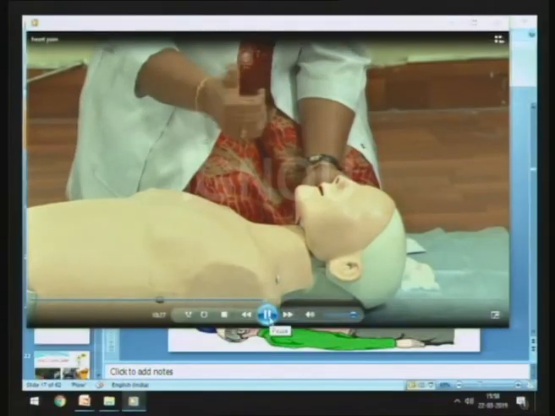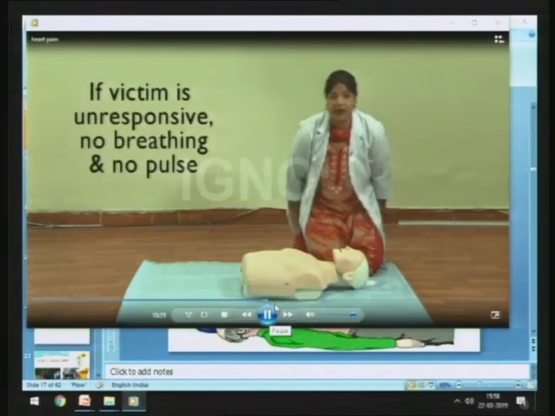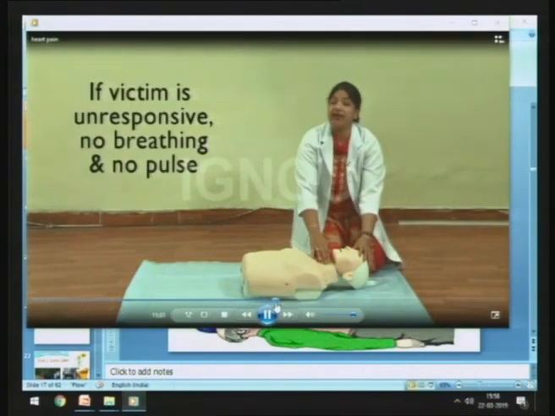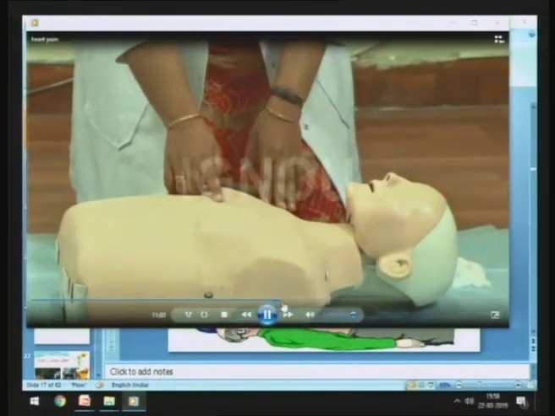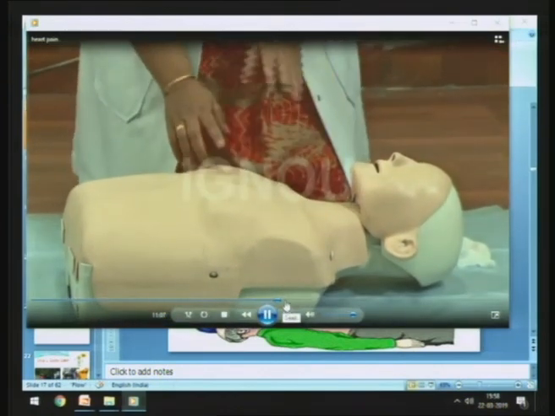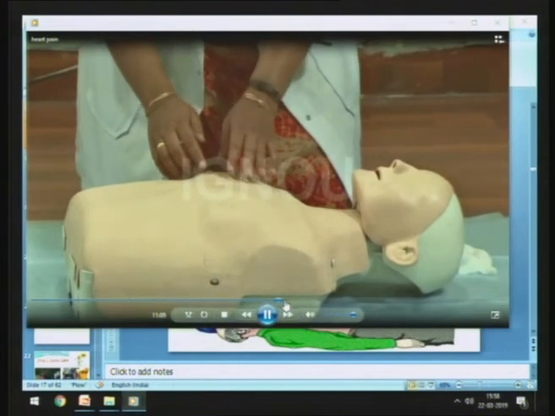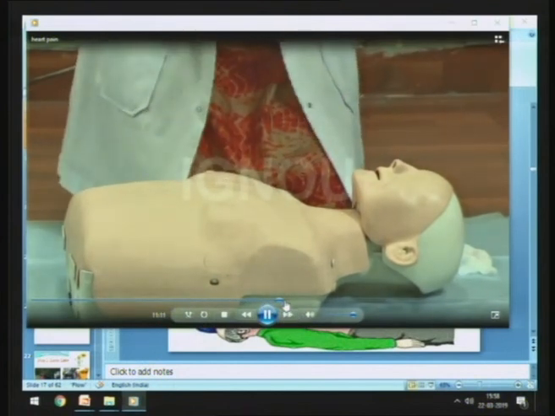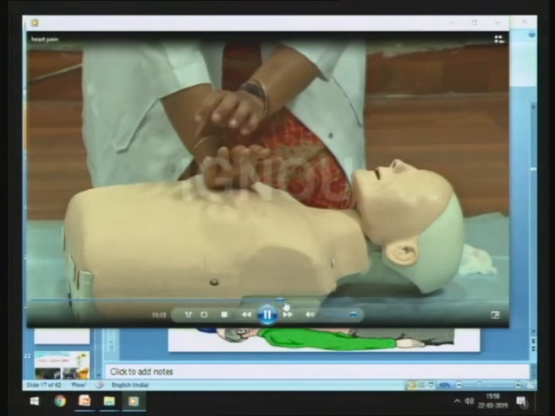I'll show you the chest compression. One breath over 1 second to the patient. Now the third scenario: provide chest compression on the lower half of the sternum, in the center of the chest. Draw an imaginary line between the nipples and keep the dominant hand on the lower half of the sternum.